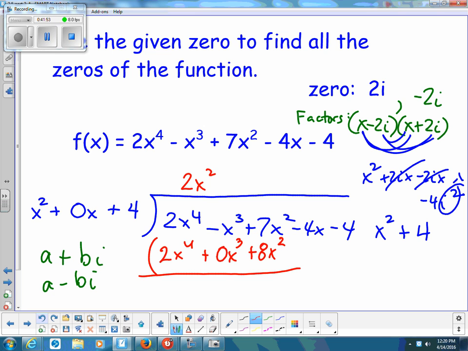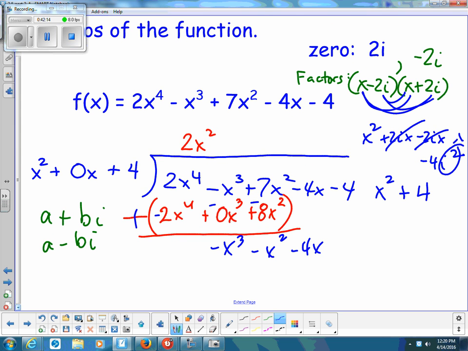And I'm going to subtract that, but I'm going to do that by changing it to addition and changing all these signs here. And when I add here, I get 0. When I add here, I get negative x cubed. When I add here, I get a negative x squared. Does that look right? And then I bring down the next term, which is a minus 4x.